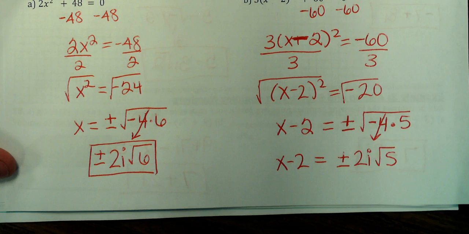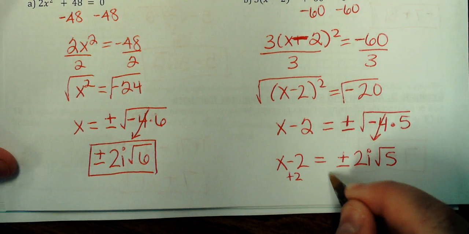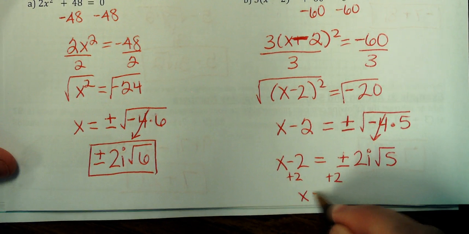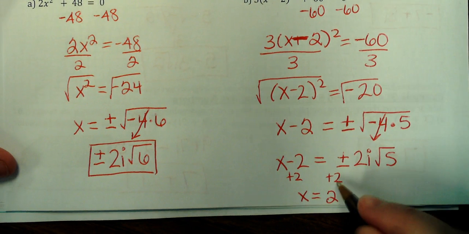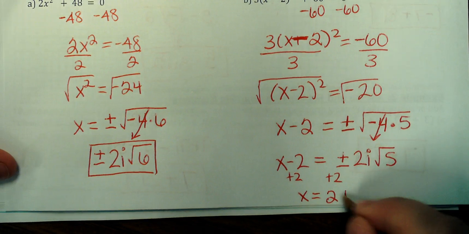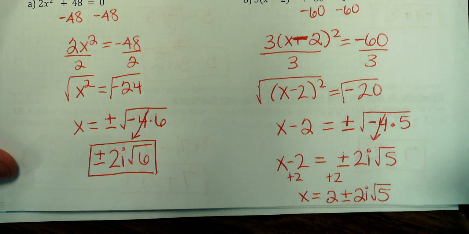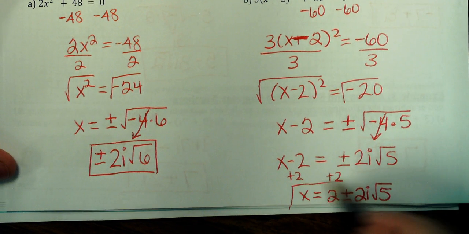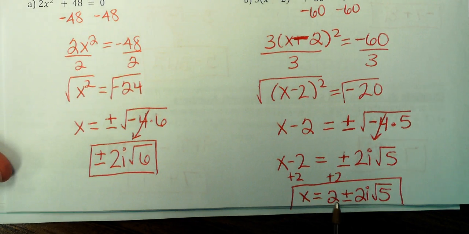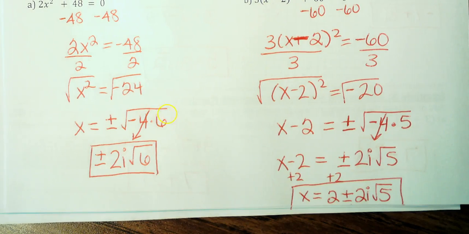And the only difference is, in the last question I had x by itself. Here I just need to take one more step and add that 2. Now you cannot actually add that. This is the real part and this 2i radical 5 is the imaginary part. So sometimes these solutions can look a little bit more complicated than just a plain number. So my two answers here: 2 plus 2i radical 5 and 2 minus 2i radical 5.